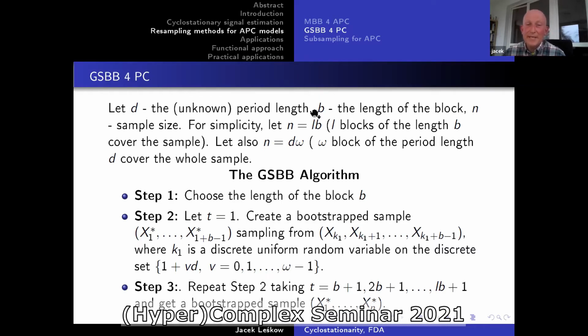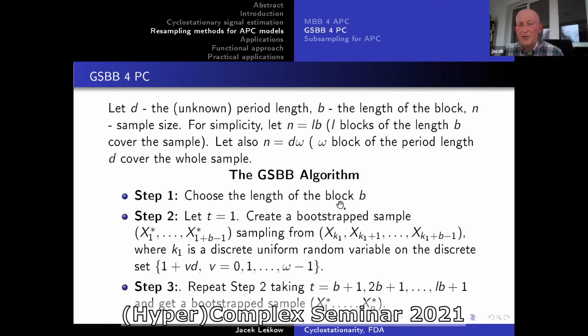Okay, and then the second parameter is the length of the block. To simplify the description of the procedure, we assume that n, the length of the data, is proportional to the length of the block, and the index of proportionality is L. It's not really necessary, but just for simplicity of representation. And we also assume that there is a proportionality between the length of the period and the length of the data. Okay, how the generalized seasonal block bootstrap works.